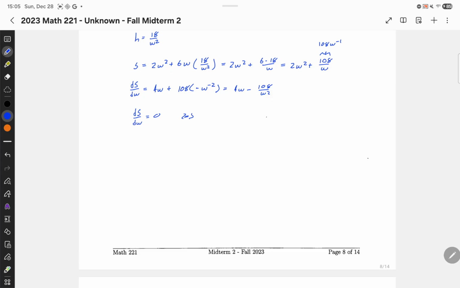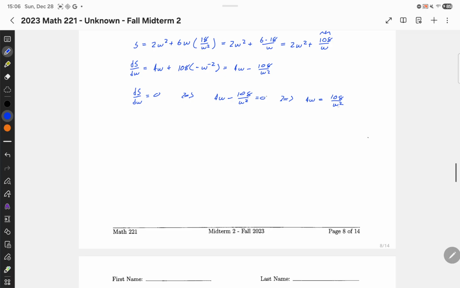And this will tell us that 4w minus 108 over w squared is equal to 0. Rewriting that, we get 4w is equal to 108 over w squared. Let's multiply both sides by w squared. This gives us 4w cubed is equal to 108, and dividing both sides by 4, we get w cubed is equal to 27. And lastly, we can take the cube root, which gives us that w is equal to 3.